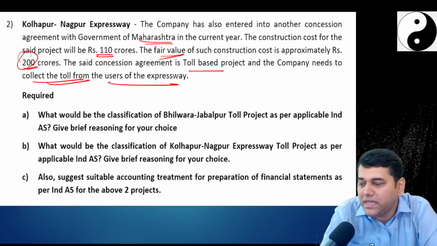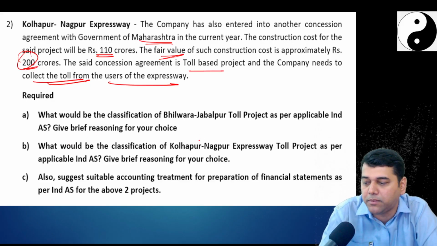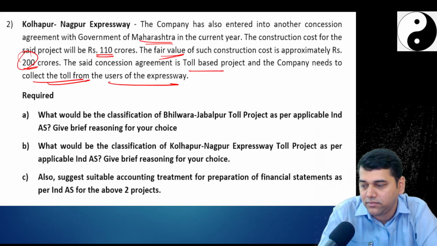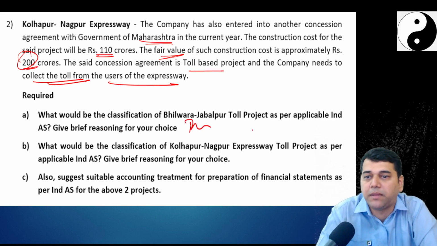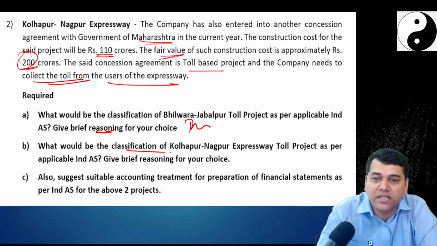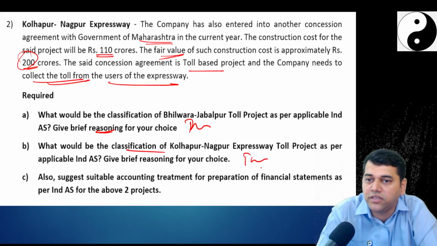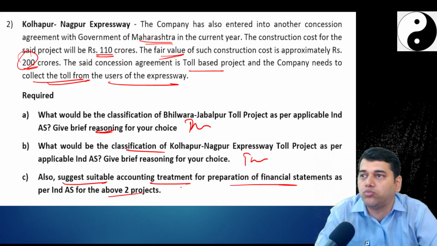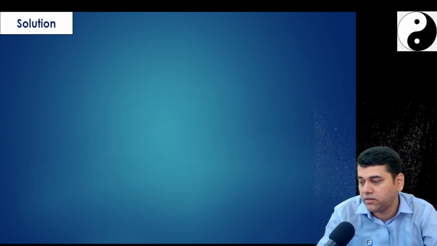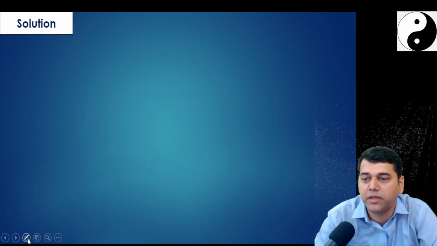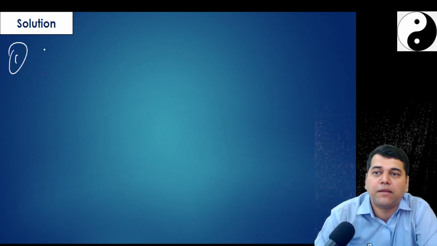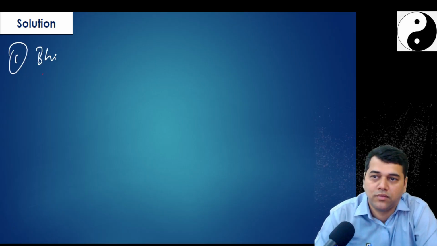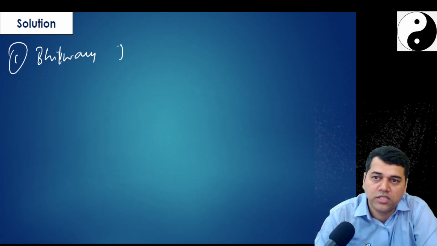Now what would be the classification of the Bhilwara Jabalpur project? Theory. As per applicable Ind AS, give the reason. What is the classification of the Nagpur project? Theory. And suggest the accounting treatment for the preparation as per the above. Okay, we'll quickly write the theory. 1. Bhilwara Jabalpur project. A landmark question. Bhilwara Jabalpur.